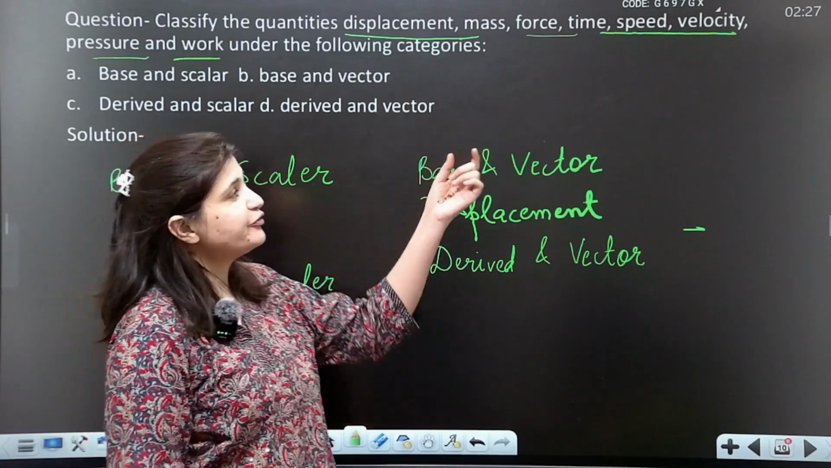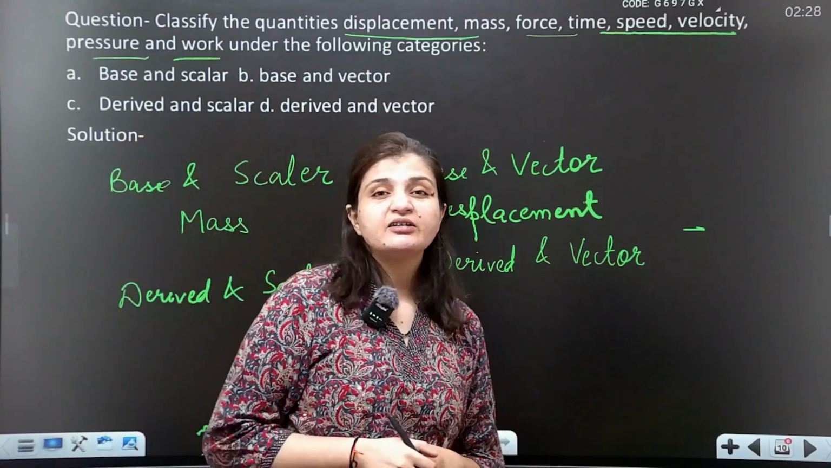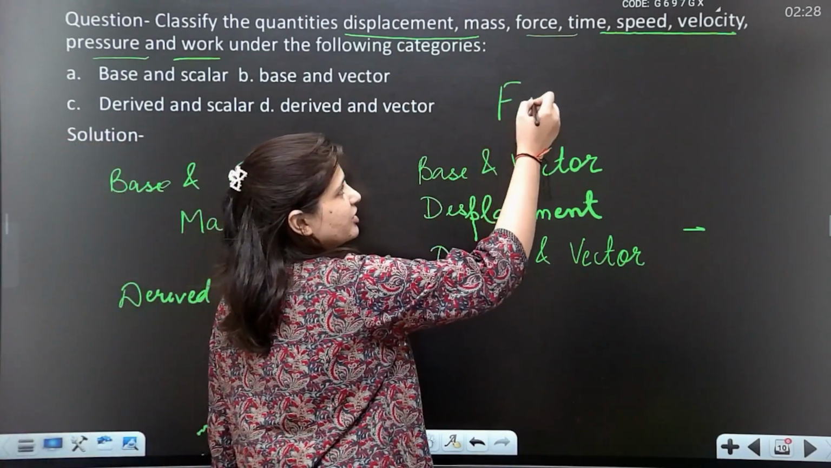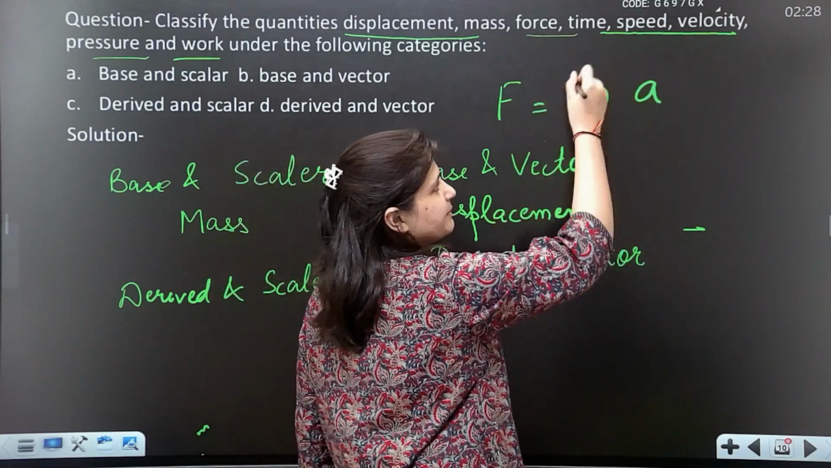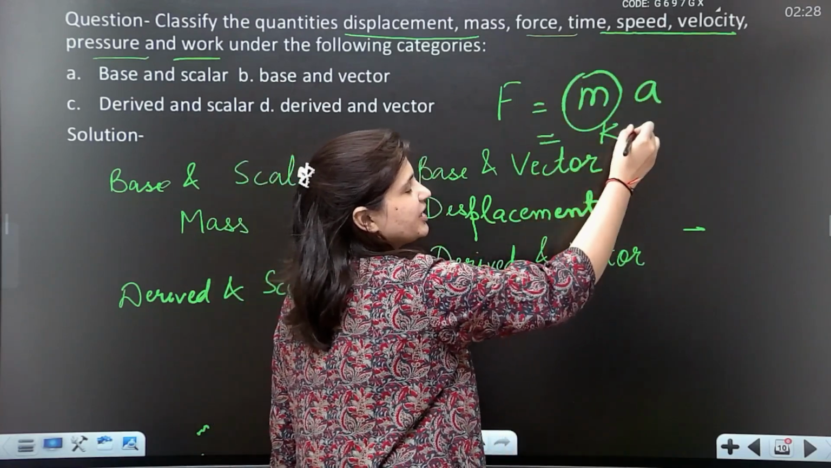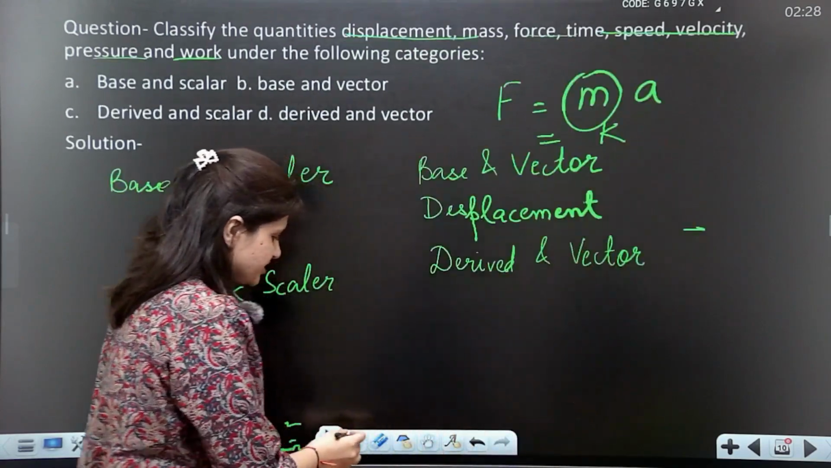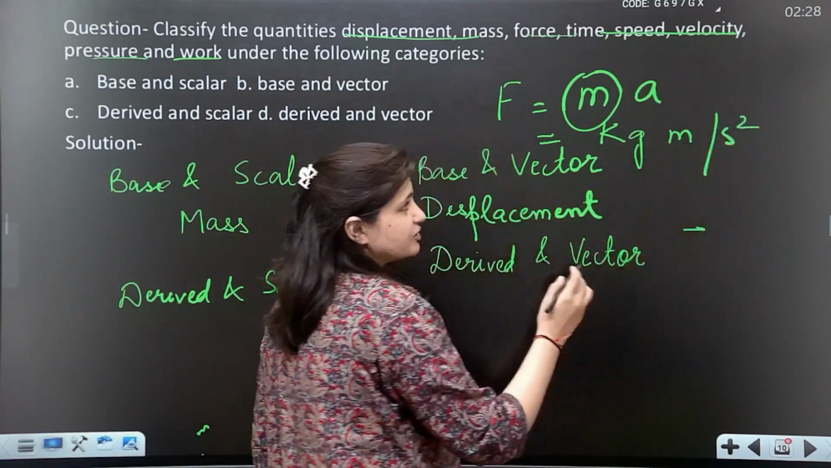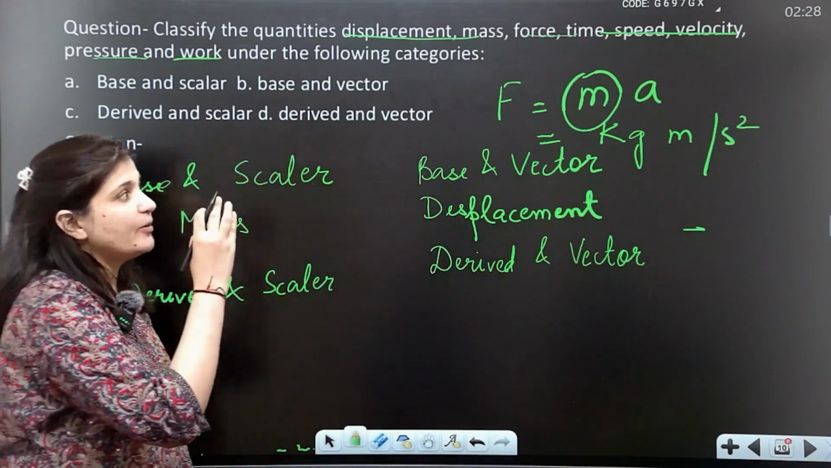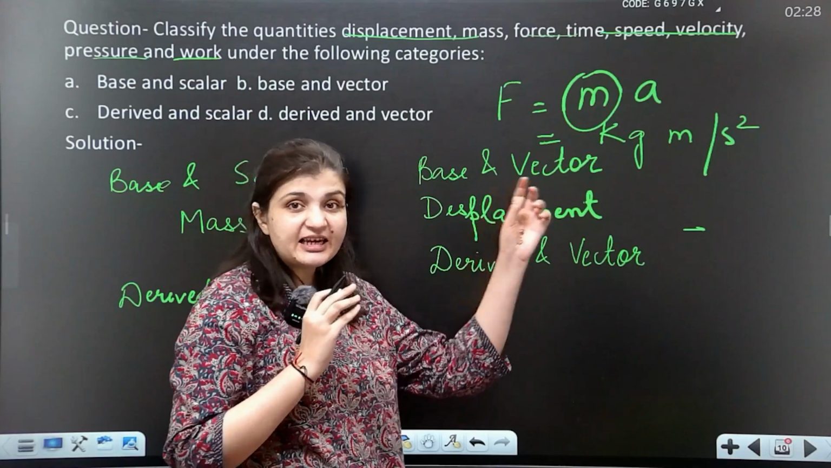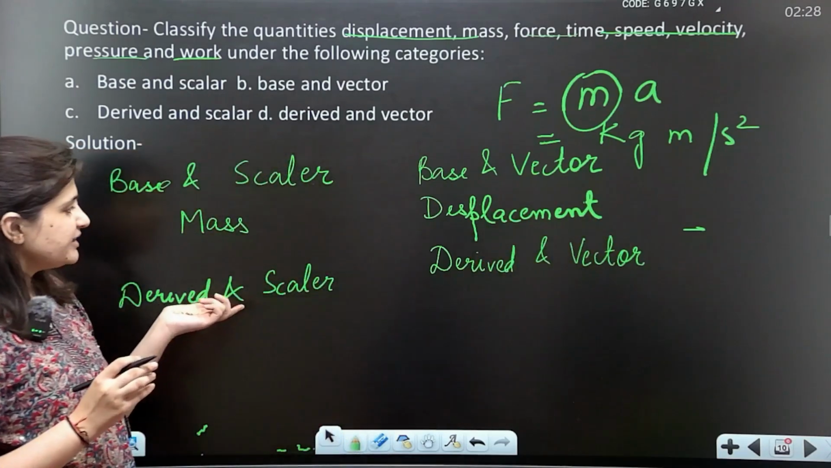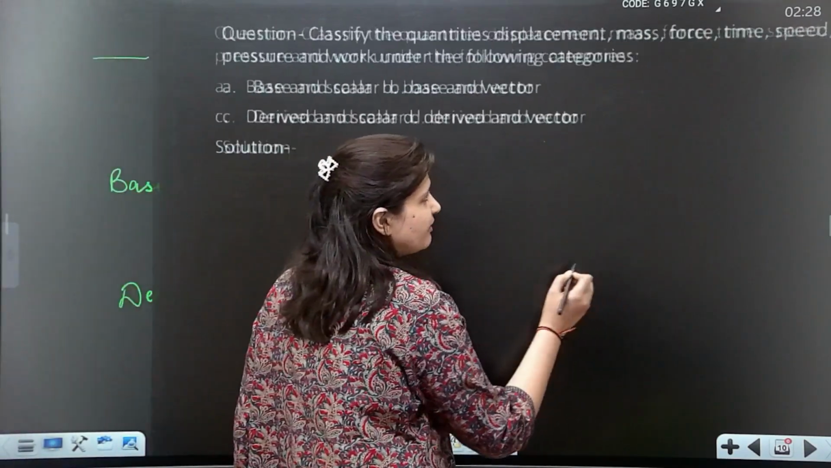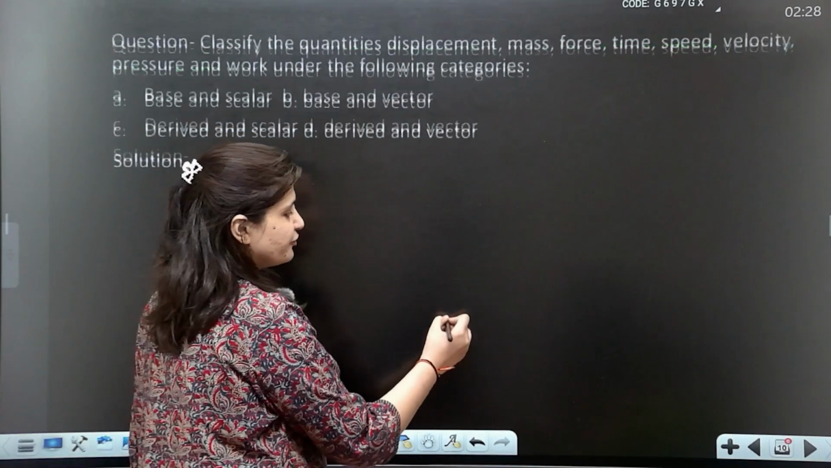Then the force. Force is a derived quantity, because what is force? It is mass times acceleration. It is dependent on mass, which is in kg. Acceleration is meter per second square, length per second square. So it is dependent on time, mass, and length. So it is derived, and force is a vector quantity. So it will come in derived and vector.